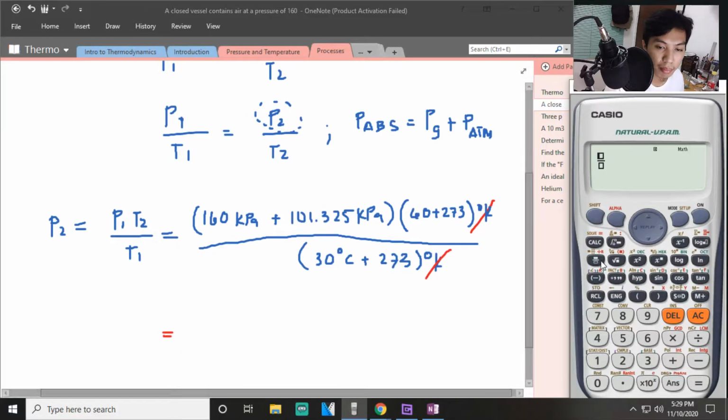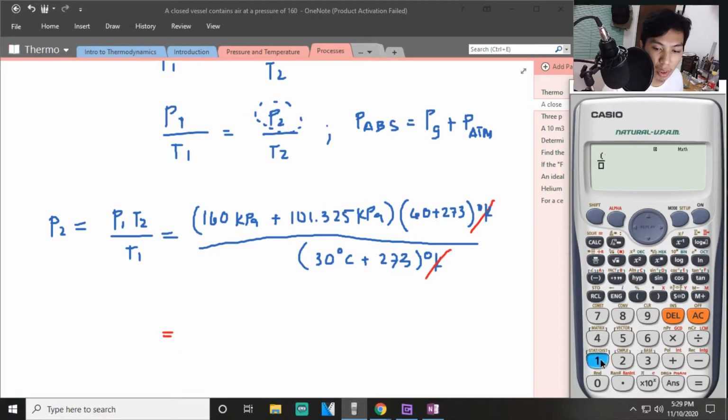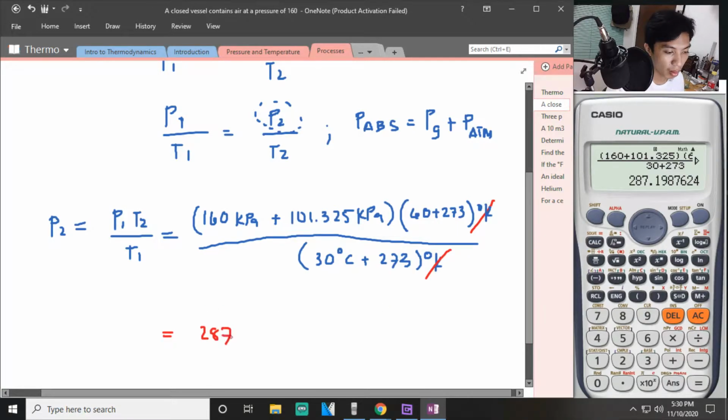Calculate. 160 plus 101.325 times 60 plus 273 over 30 plus 273. The answer is 287.1988 kPa. That is still absolute.